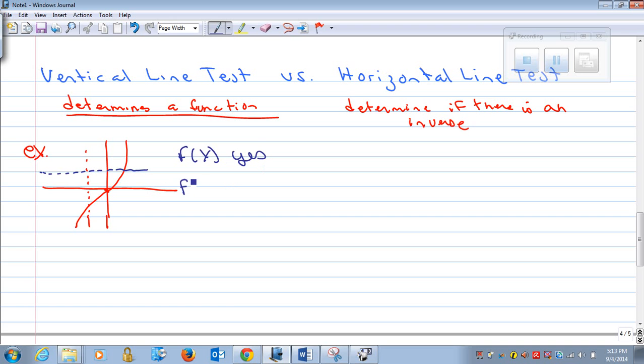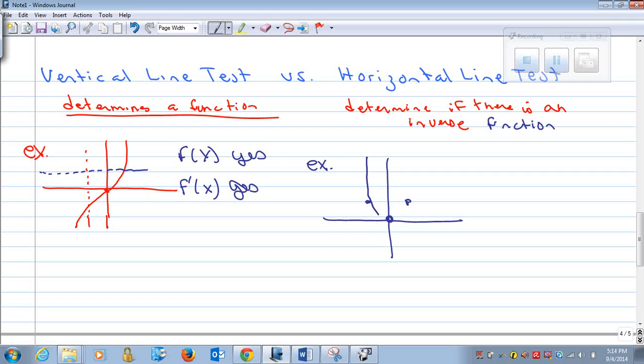And then the inverse would also be a function. Oops. So it determines if there is an inverse function. All right, so there can be an inverse, but will the inverse be a function or not? Let me give you a contrasting problem. This time, our graph, we're going to do a quadratic. So what if I have this, and this, and this, and this is my graph.